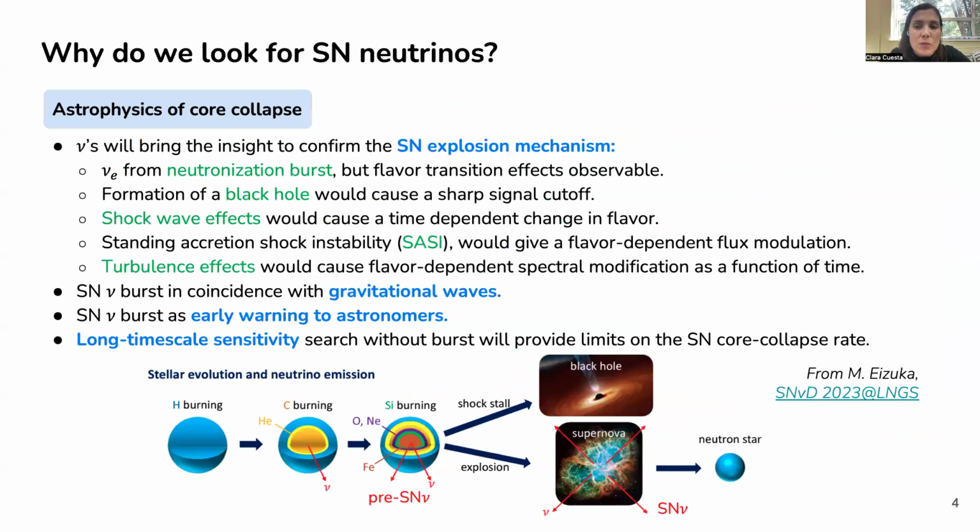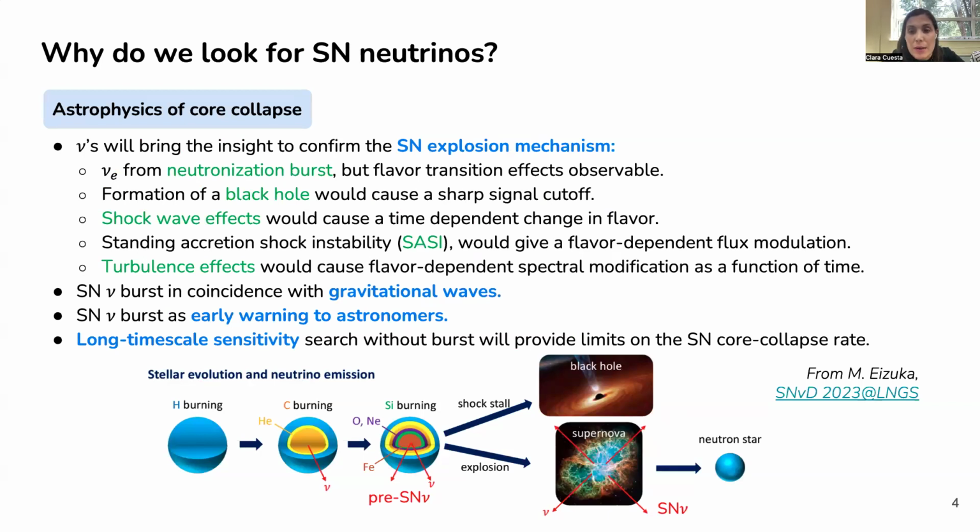Why do we want to detect supernova neutrinos? First, because we can learn a lot about the astrophysics of the core collapse. Neutrinos will bring information to confirm the explosion mechanism. The initial burst is primarily composed of electron neutrinos. But also, flavor transition effects can be observable in this burst.